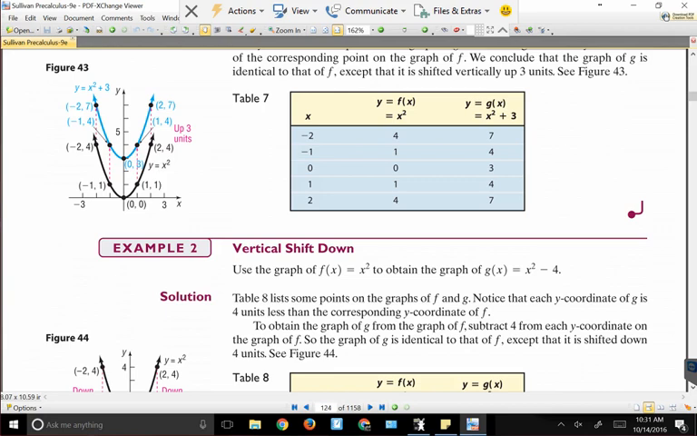Vertical shift down. Okay? It says minus 4. Well, what's that going to do to the actual function? Well, it's going to push it down. This seems logical. This seems very, very apparent, correct?